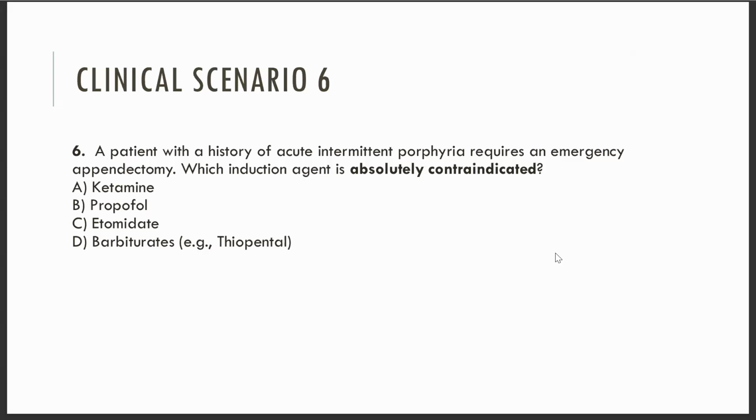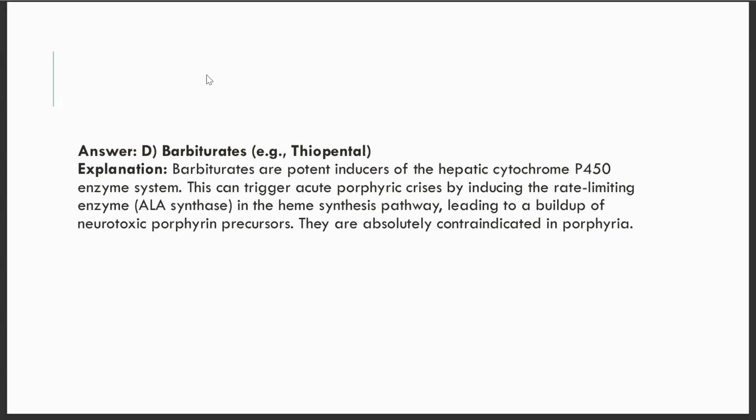Okay. A patient with a history of acute intermittent porphyria requires an emergency appendectomy. Which induction agent is absolutely contraindicated? I've told you earlier, porphyria contraindicates barbiturates, thiopental. Notice how the slide emphasizes the contraindications of barbiturates.